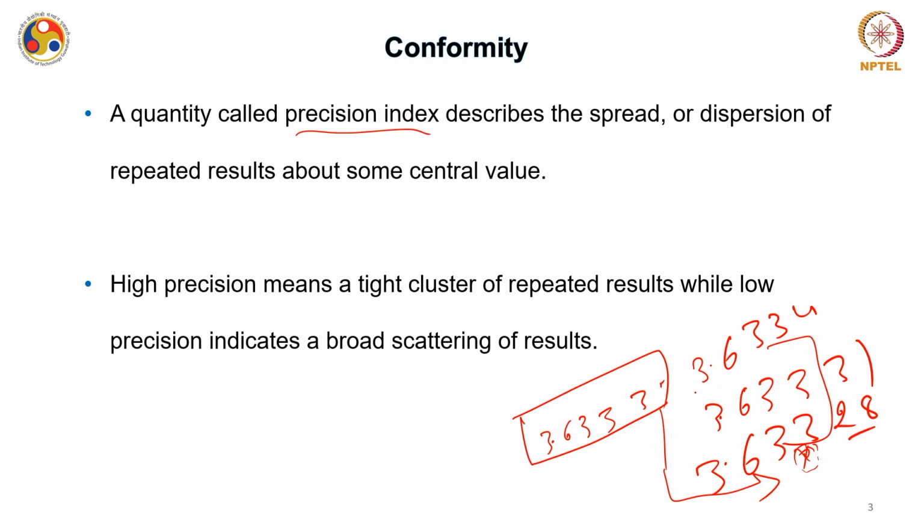So, the precision index describes the spread or dispersion of repeated results about the central value in subsequent experiments. Now, high precision means a tighter cluster of repeated results, while low precision indicates a broad scattering of the results. So, the tighter the results around the central value, the higher the precision.